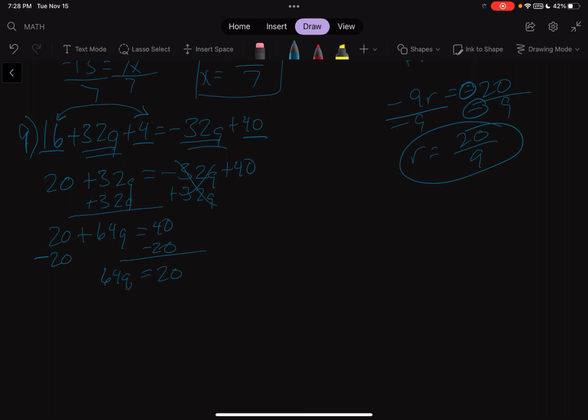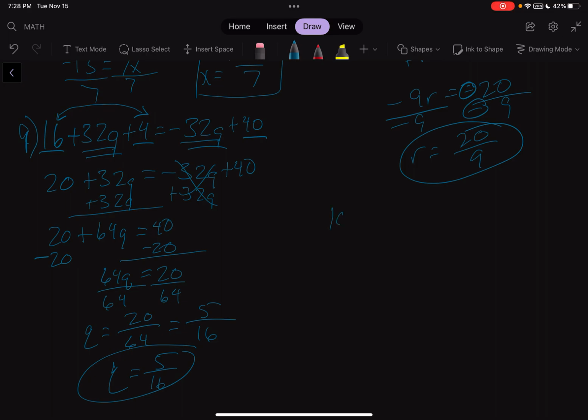Now, since that's 64 times q, we're going to divide by 64. And that will reduce, 4 going into both of them, to 16. So q is equal to 5/16.